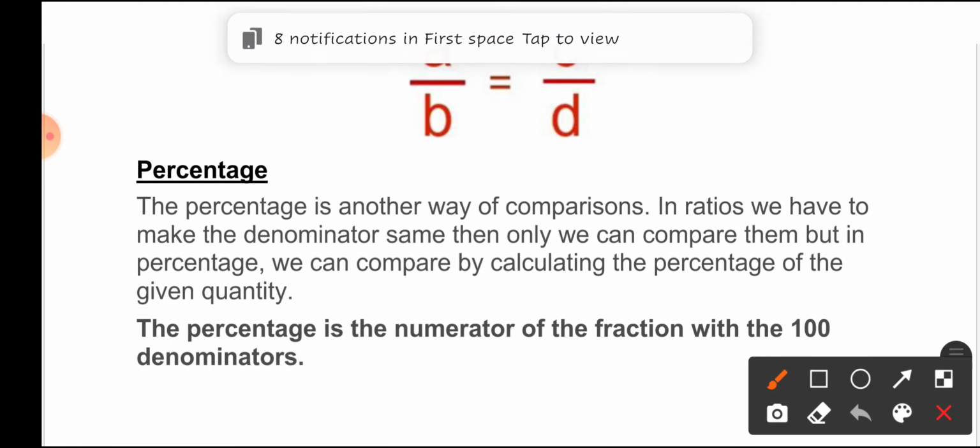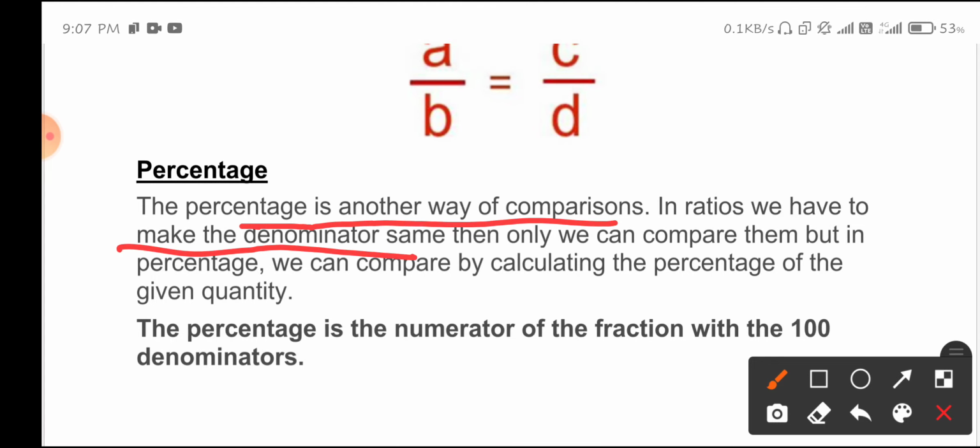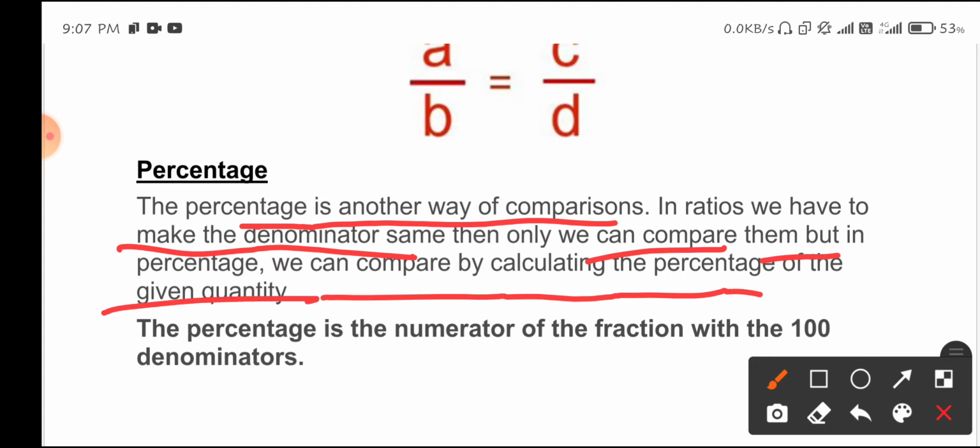So percentage, what is percentage? It is another way of comparison. In ratio, we have to make the denominator same, only then we can compare them. रेशियो में हम क्या करते हैं, पहले हमें डिनोमिनेटर को सेम बनाना पड़ता है, उसके बाद हम न्यूमरेटर को कंपेयर करते हैं. But here in percentage we can compare by calculating the percentage of given quantity. Means here no need of changing the denominator, same denominator. So the percentage is the numerator of the fraction with the 100 denominator.